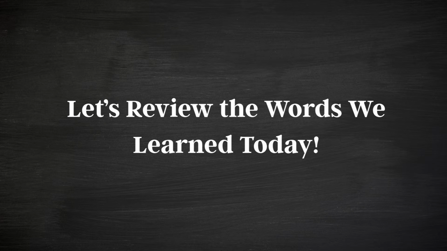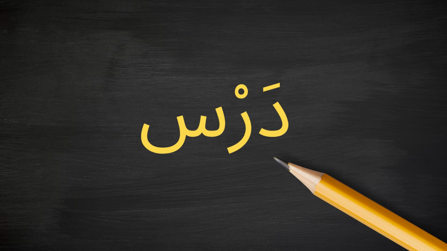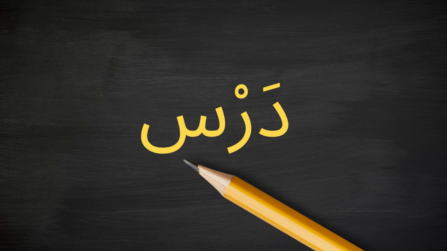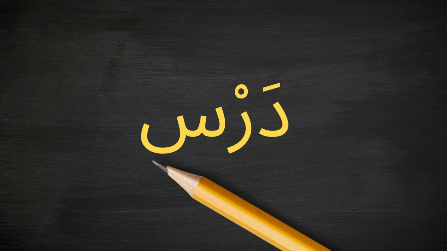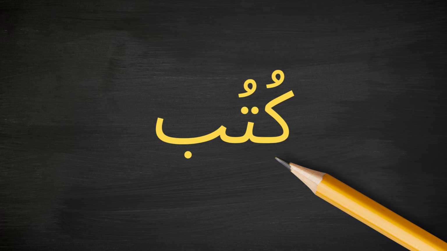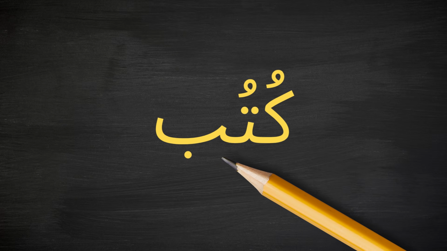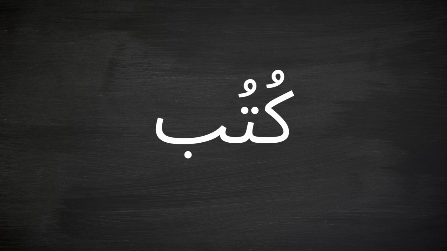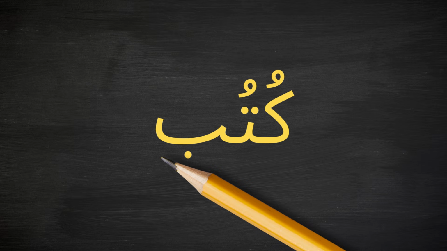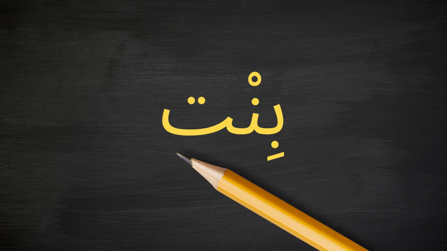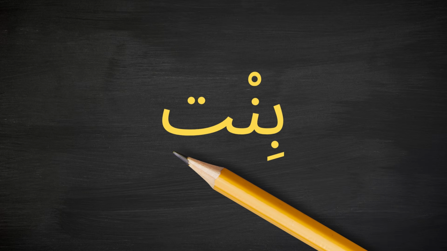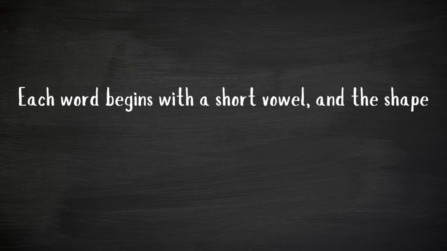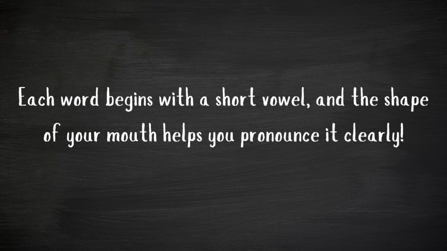Let's review the words we learned today. Da, dars. Open your mouth slightly. Ku, kutub. Round your lips softly. Bi, bint. Smile gently. Each word begins with a short vowel, and the shape of your mouth helps you pronounce it clearly.